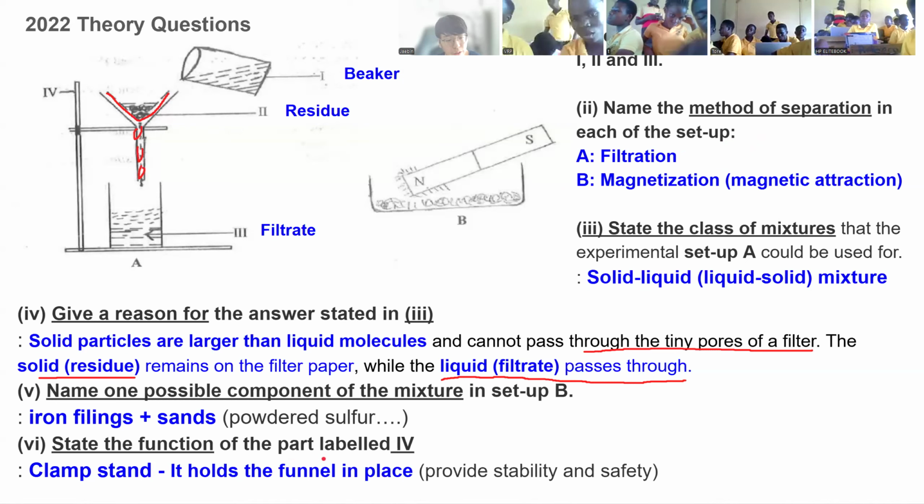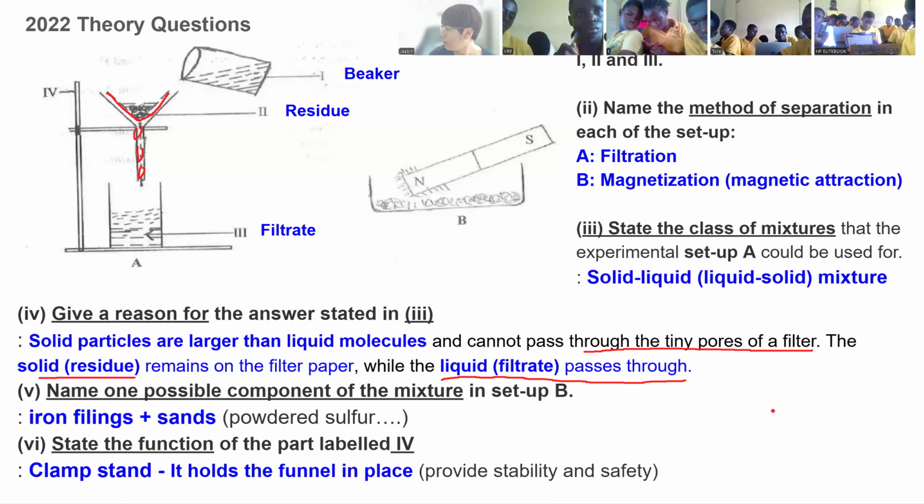And state the function of the parts labeled 4. So over here, we saw in A that this part is the clamp stand. This is just the stand, which provides stability and safety when doing the filtration process. It holds the funnel in place.